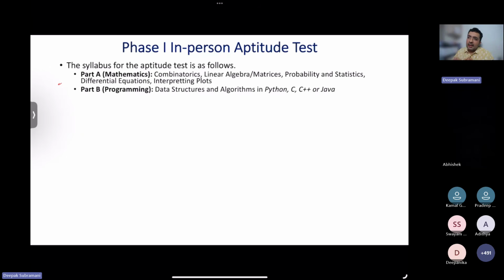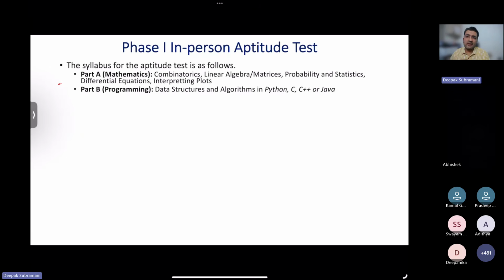Part A, mathematics questions: there will be 5 such questions from the topics of combinatorics, linear algebra, matrix algebra, probability, statistics, differential equations, and interpreting plots. This will be at the level of engineering mathematics 101, first year, second year subjects in most engineering courses. Some might be at the level of the joint entrance exam. For example, some combinatorics questions, like how many ways can you write a 3-letter word from the word Mississippi.